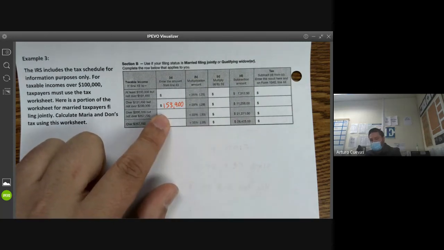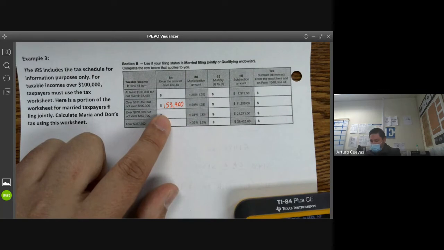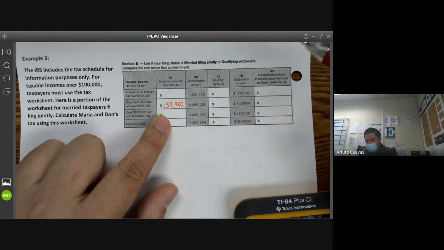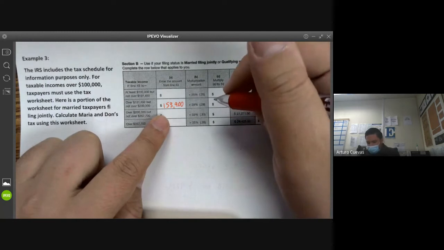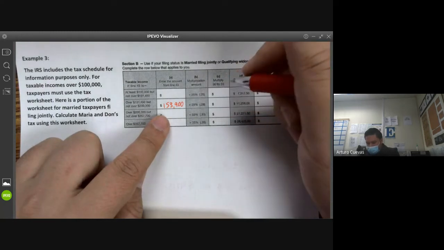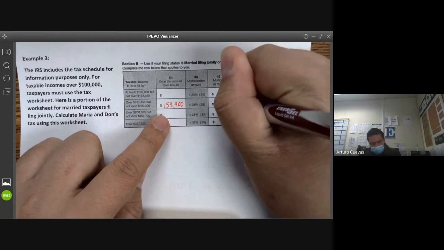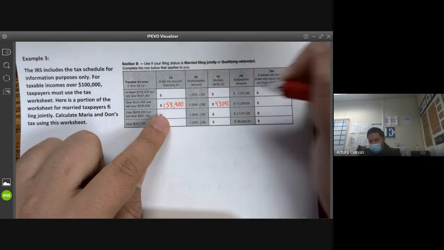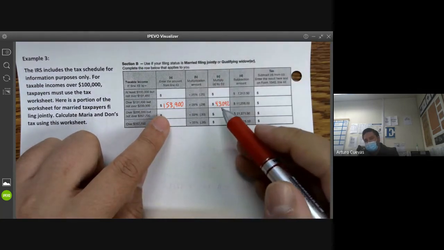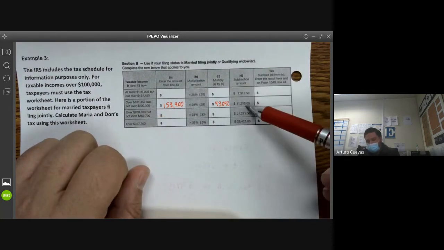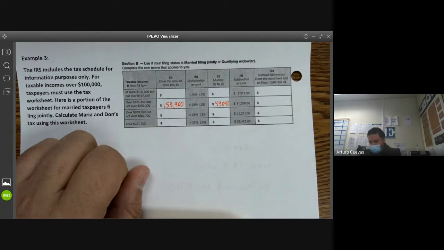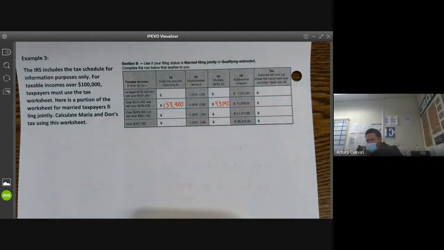Okay, so try that. Multiply 153,900 times 0.28 and write your answer right there. It should be like 40 something thousand. Is that right? 43,092. Can someone confirm if that's right? Yeah. And then subtract this number. You see? Subtract an amount. So we're going to take what we got and subtract 11,156. Write down your answer right there.